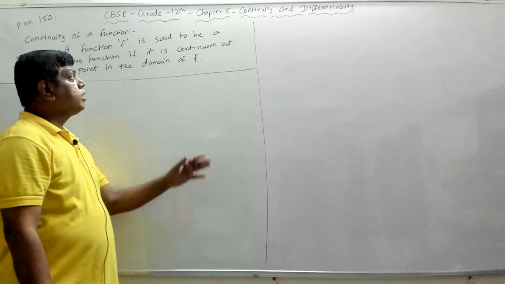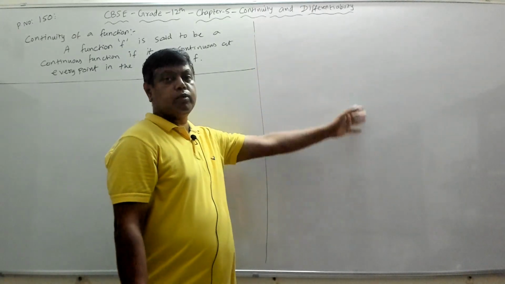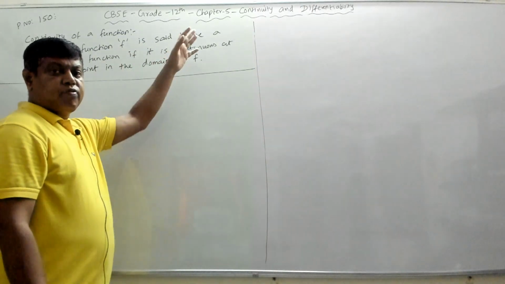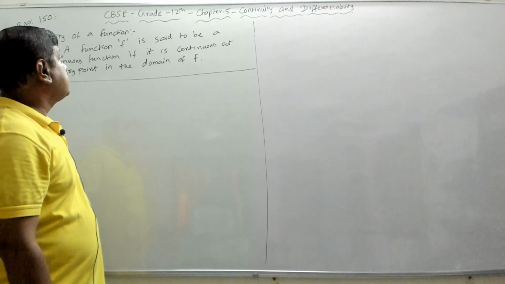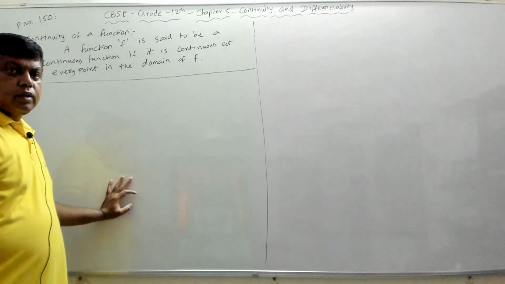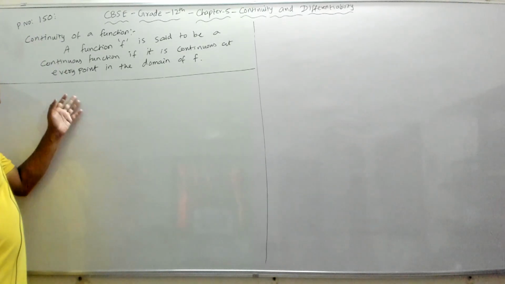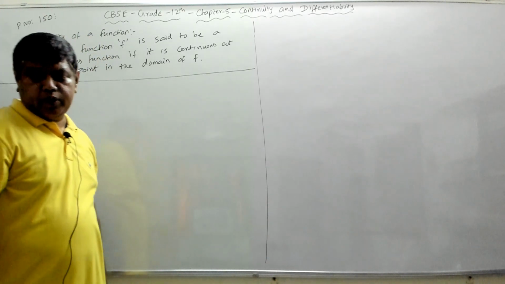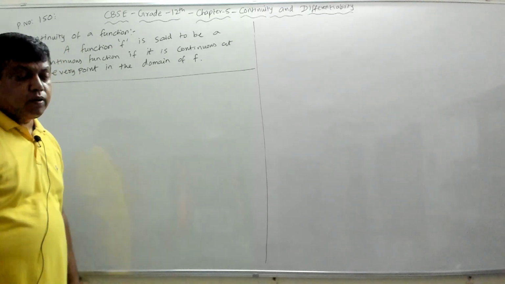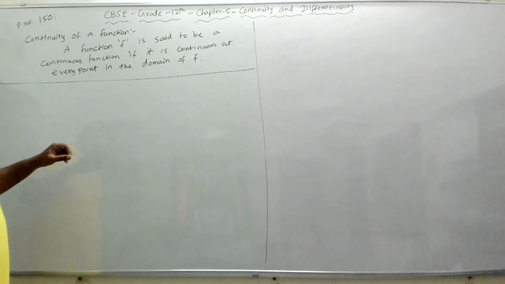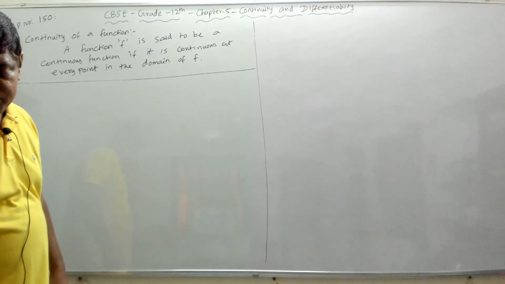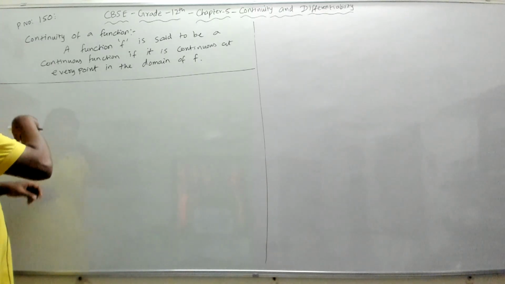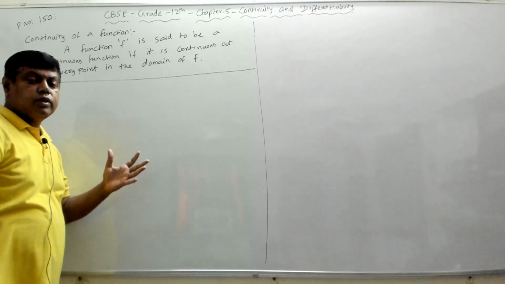In this video, we'll continue with the chapter Continuity and Differentiability, which is chapter number 5 from your 12th standard CBSE Mathematics. We will start with the definition of continuity of a function on page number 150 in your textbook. Page number 150, definition 2. That is, when do we say a function is continuous?